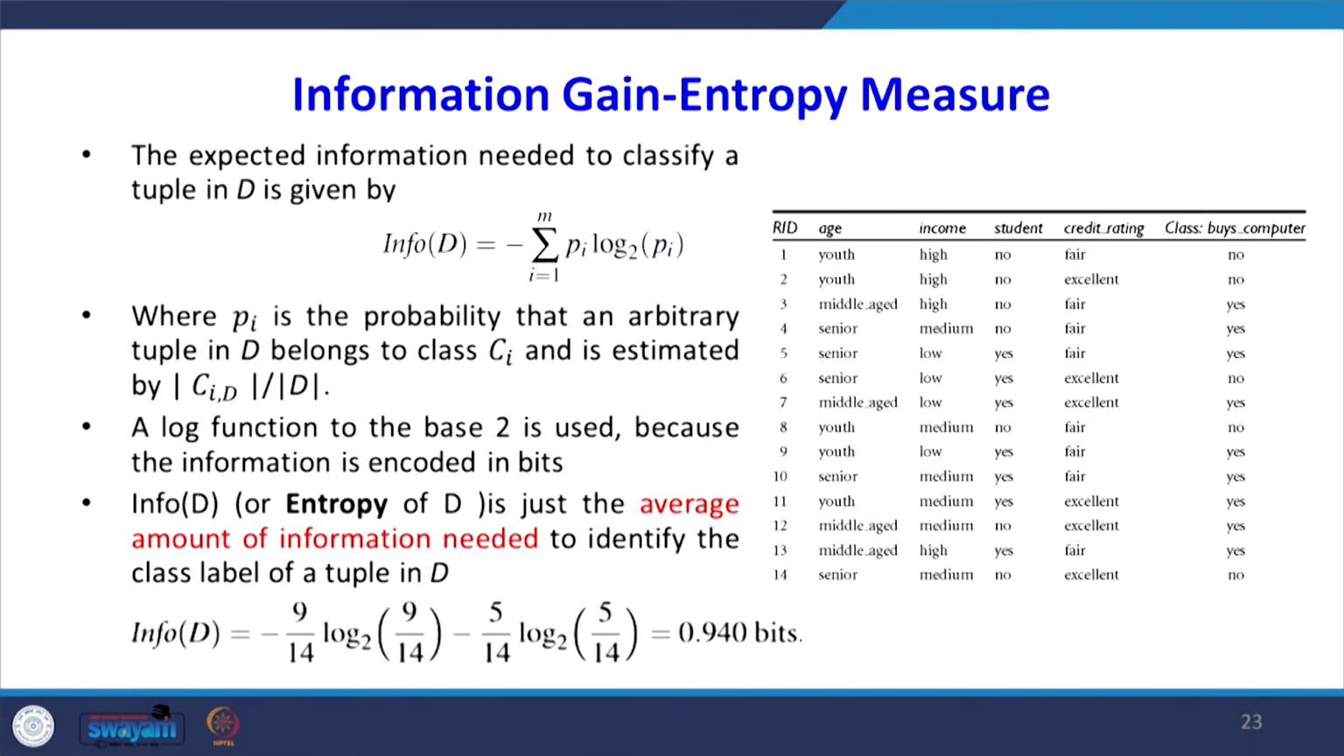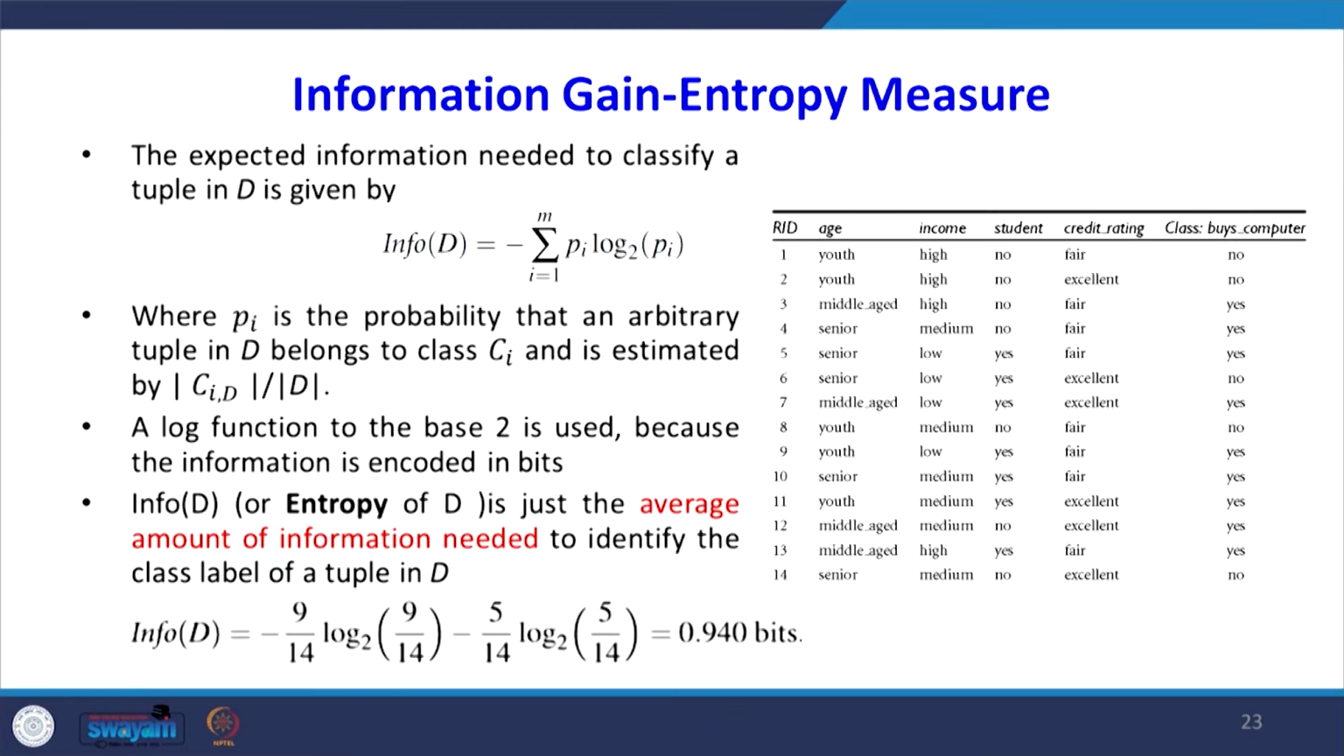So, information gain is nothing but an entropy measure. The expected information needed to classify a tuple in D is given by Info(D) equals minus summation i equal to 1 to m of pi log pi to the base 2, where pi is the probability that an arbitrary tuple in D belongs to class Ci and is estimated by modulus of Ci,D divided by modulus of D.